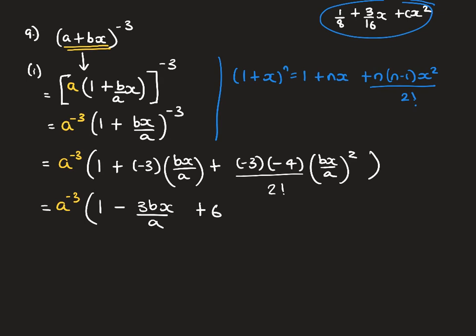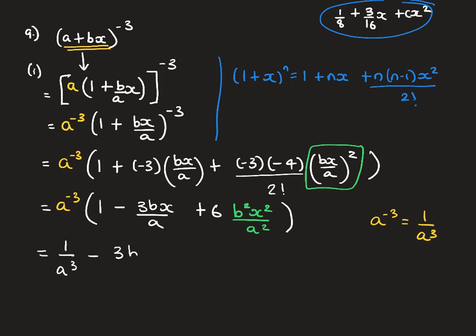Now careful when you're expanding something like this, check you can see what's going to happen. You'll end up with b squared x squared over a squared. Please be careful, there's a 6 and a b involved here and you don't want to get the two things confused. And of course everything has to be multiplied by a to the power of -3, but of course a to the -3 could be expressed as 1 over a cubed, which might make things a little bit easier. So we end up with 1 over a cubed minus 3bx over a to the power of 4 plus 6.